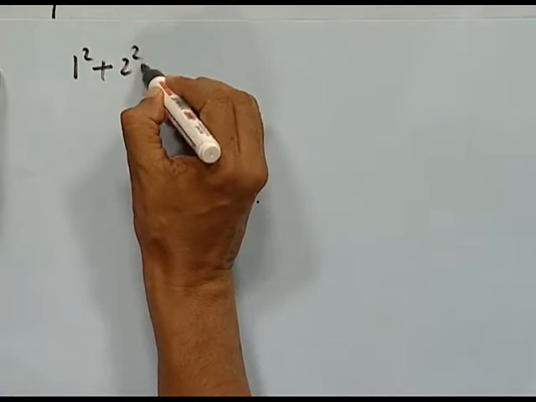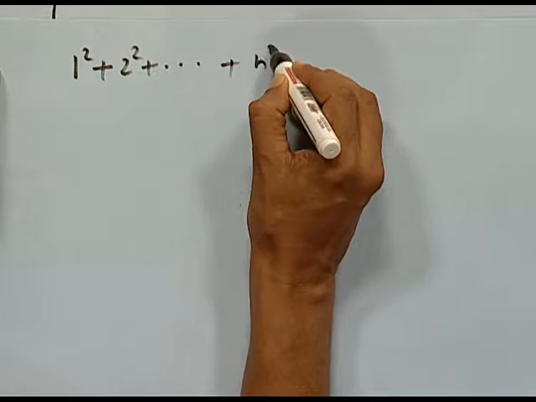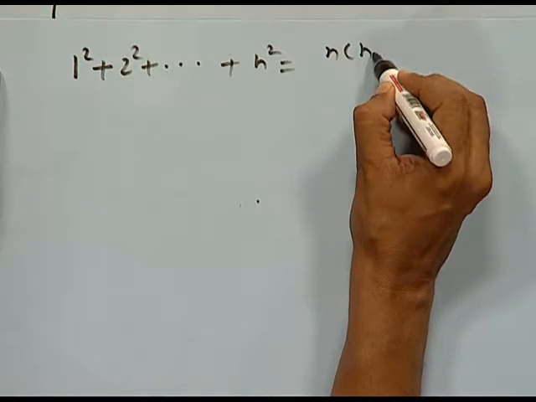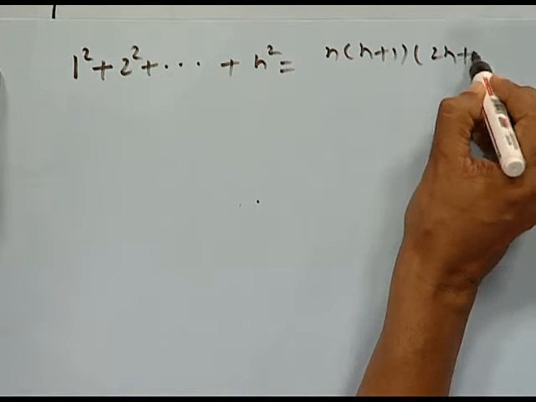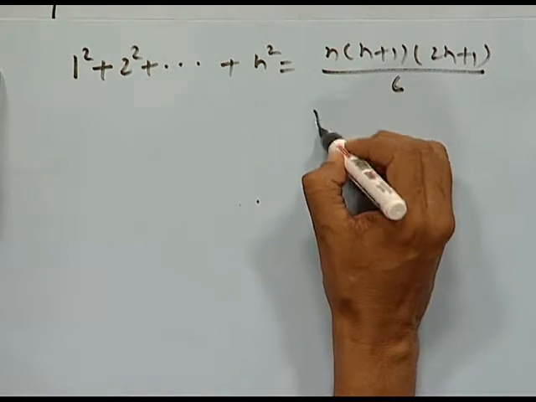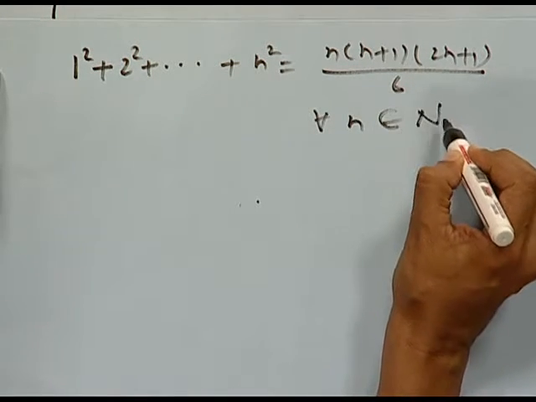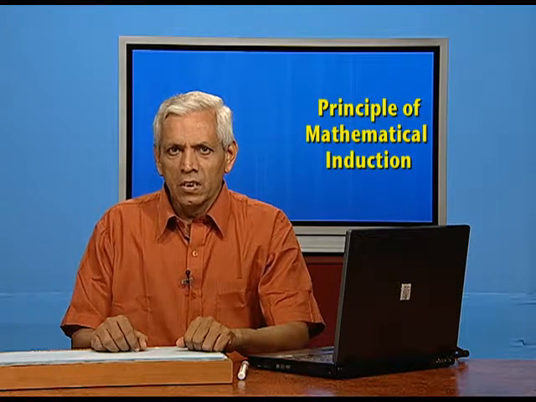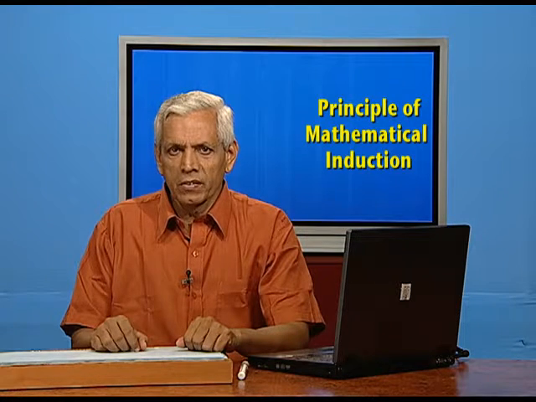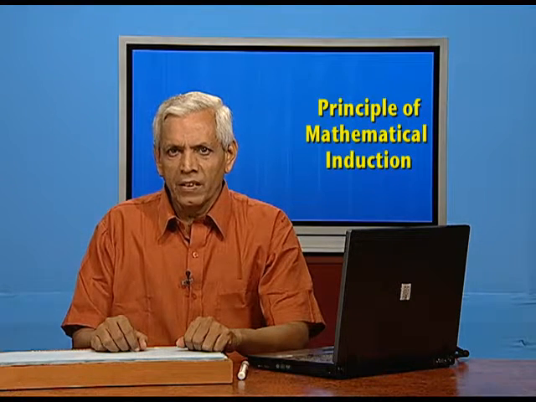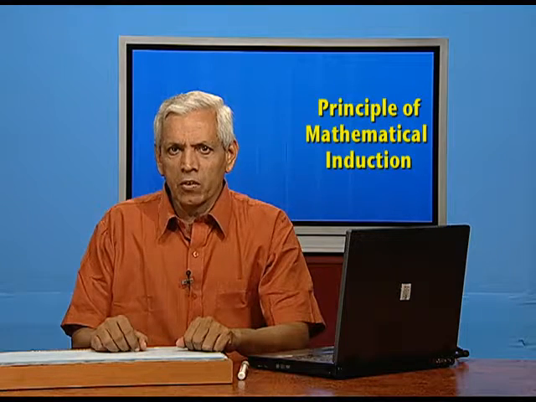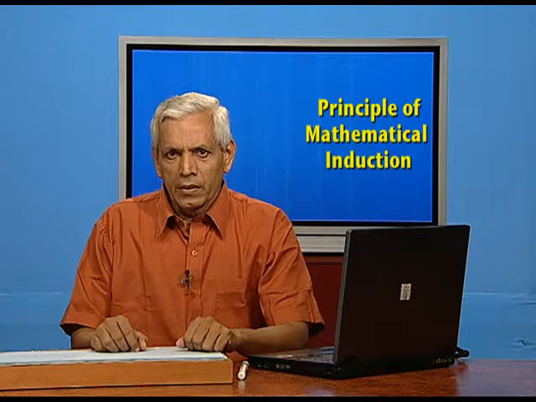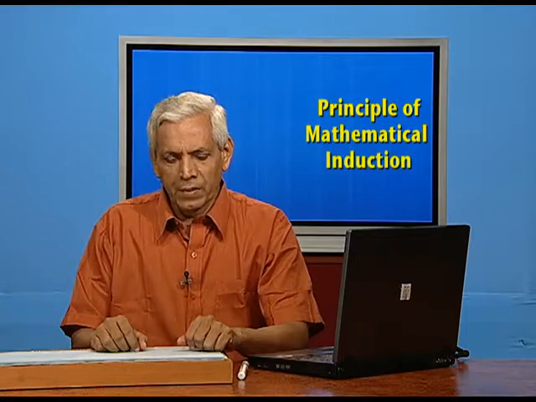This completes the second step, and hence we can say 1 square plus 2 square and so on up to n square is equal to n times (n plus 1) times (2n plus 1) by 6 for all n belonging to N. Often it happens that students have a doubt, why should we take P(1) at all, because they feel that P(1) is playing no role in the whole proof. The fact is different. Let us see how it happens.